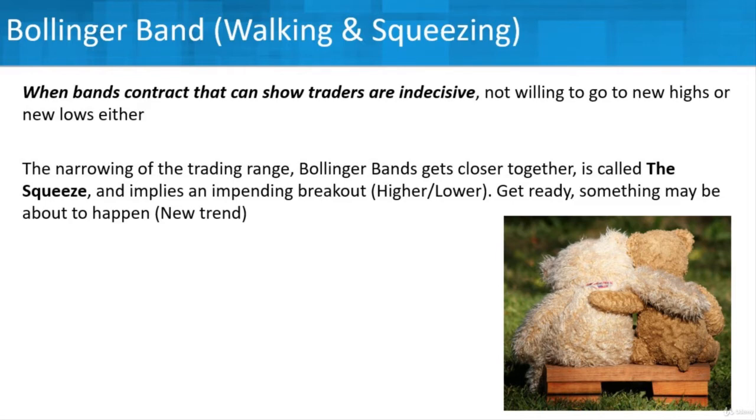Everything's starting to narrow out. There's less volatility. It's squeezing together. And that's what's going on here. With the narrowing of the trading range, the Bollinger Bands get closer together. That high and that low get closer together to the middle, and that's called the squeeze, and implies an impending breakout.